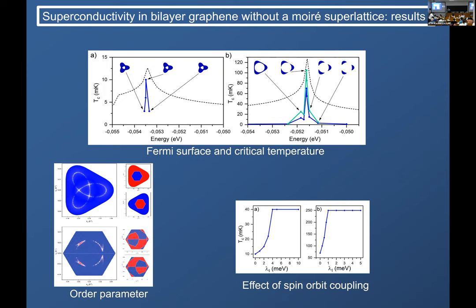This is a very challenging calculation. Look at the scale. It's millikelvin, and in addition, we have to deal with a large Brillouin zone. We don't have to deal with a narrow, small moiré Brillouin zone. This is much more challenging and complicated.